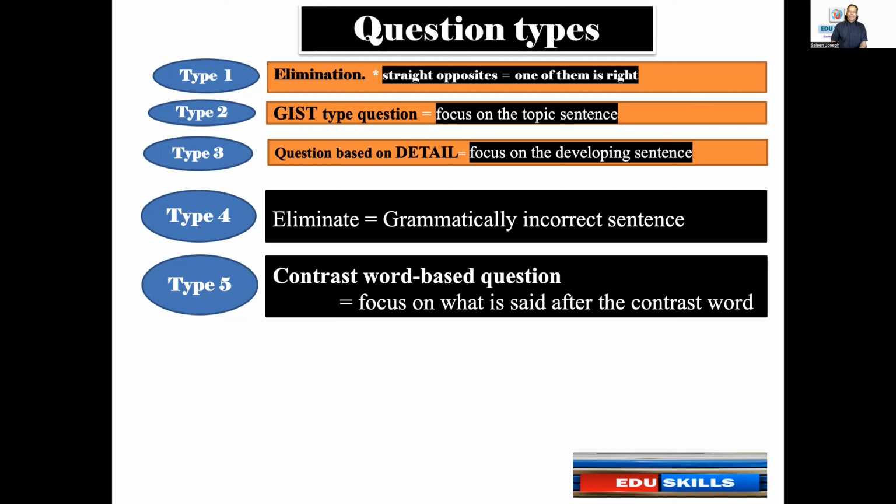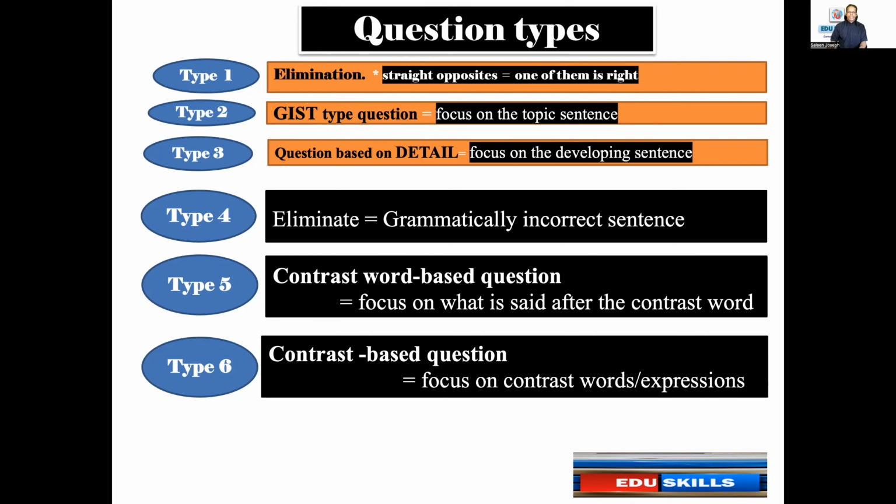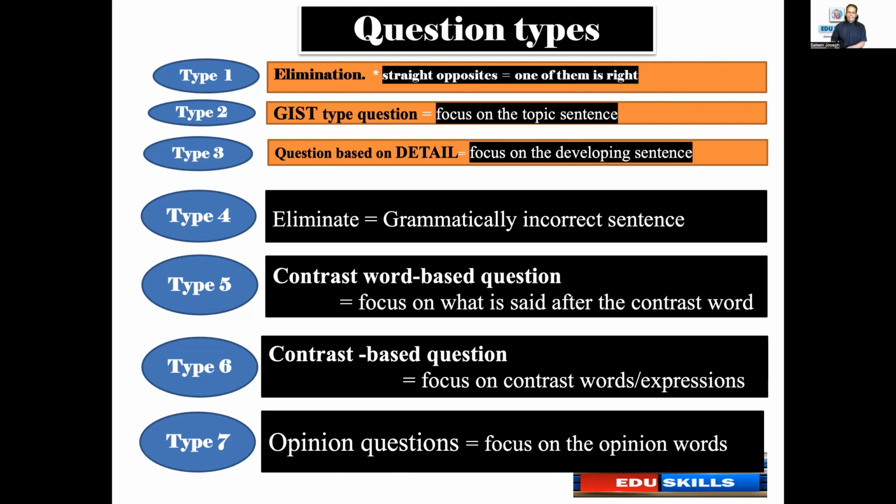And for the fifth one, we'll be looking into the contrast word-based question, contrast words like however, but, whereas, all those things. Focus on what is said after the contrast word. And the next one is the contrast-based question. There is a difference between the contrast word-based question and the contrast-based question, where you have to focus on contrast words and expressions. And the seventh one we look into is opinion questions. Focus on the opinion words or the modal verbs. I hope this is familiar to you.